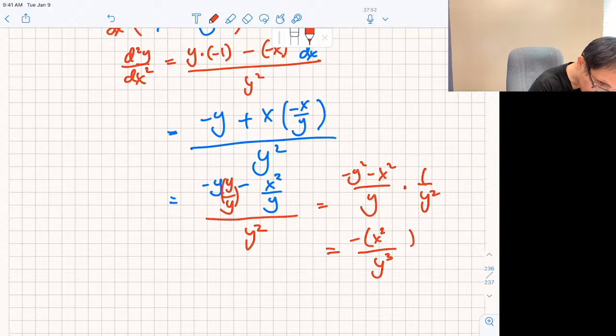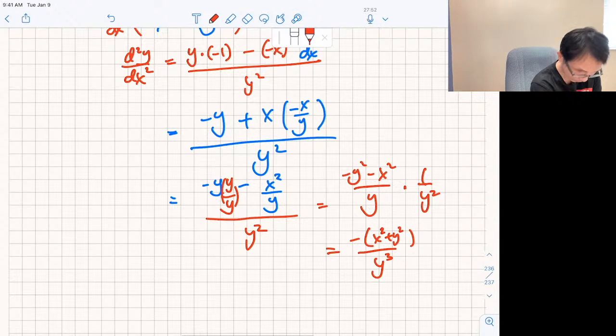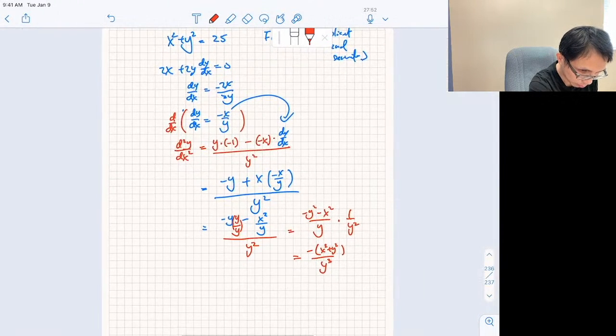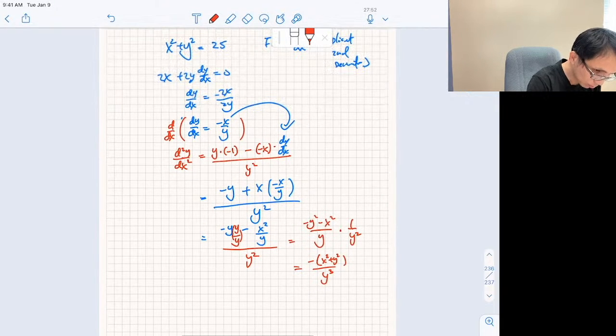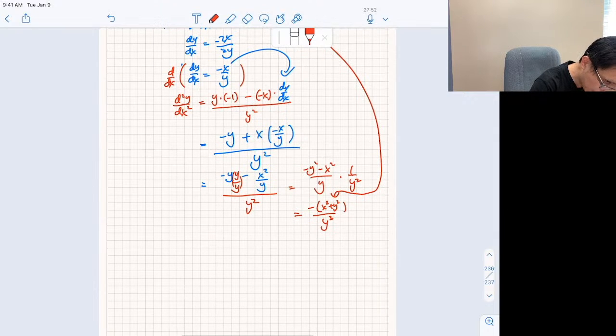What do we keep changing? I thought you got rid of one of the y's. We got the common denominator of y. Oh, we factored. You took out the y. It was y cubed. Okay, never mind. And then you plug back in from the original equation, because you know that x squared and y squared equals 25. Yep. So it'll be minus 25 over y to the third.